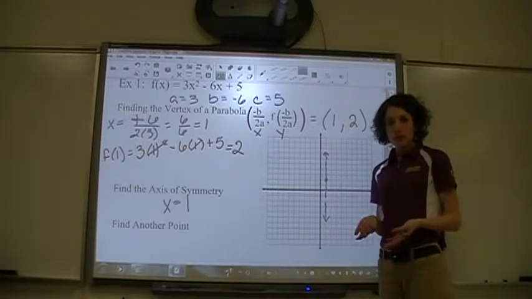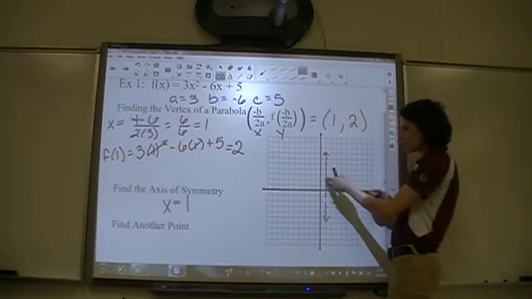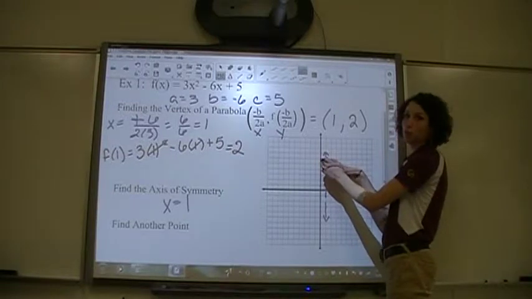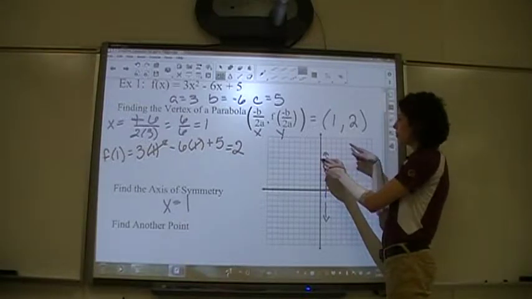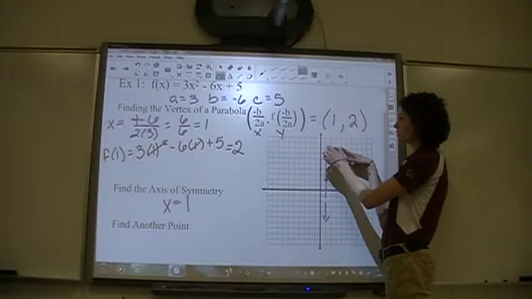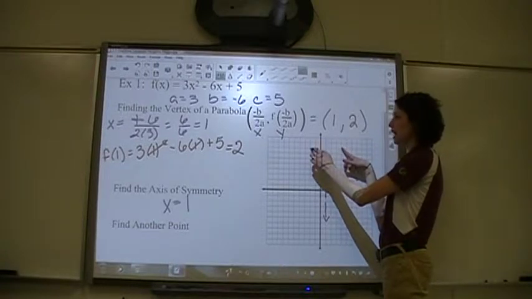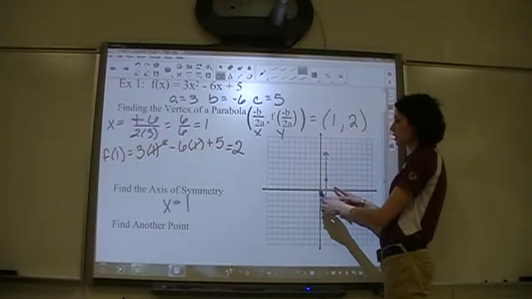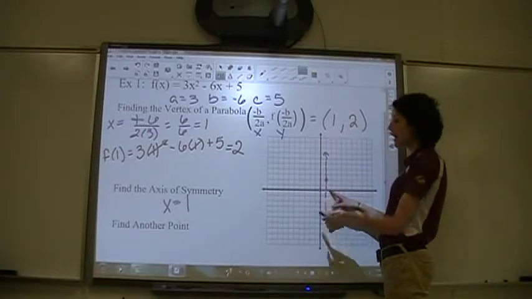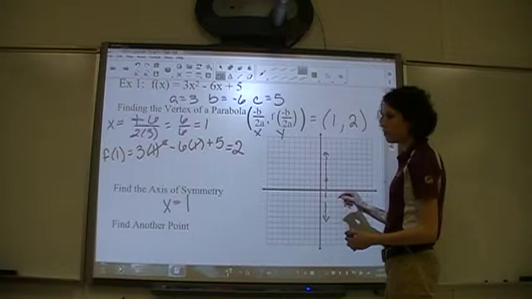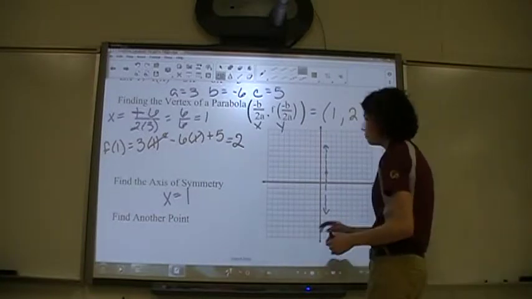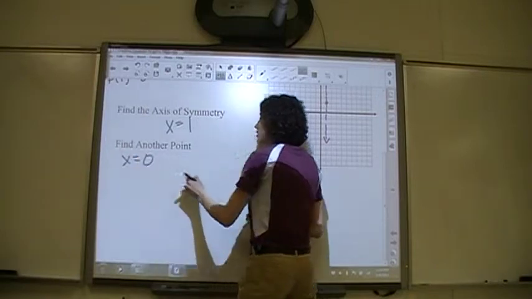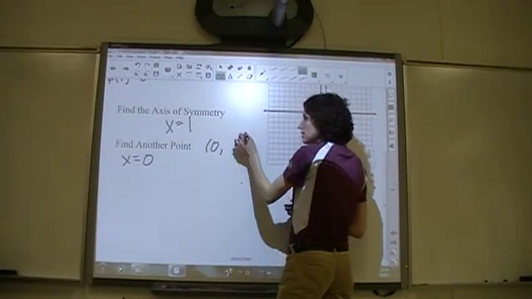Now I want you to find another point. Because of your axis of symmetry, if I have a point over here, I'm going to have a point on the other side 1 spot away. If I have a point up here that is 1, 2, 3 spots away, I'm going to go 1, 2, 3 left and have another point here. So let's go ahead and pick a point to plug in. You always want to go left or right, just 1. Now, it's really easy to plug in 0. So that means I'm going to find a point. I want x to be 0. So I'm going to have the point (0, something).